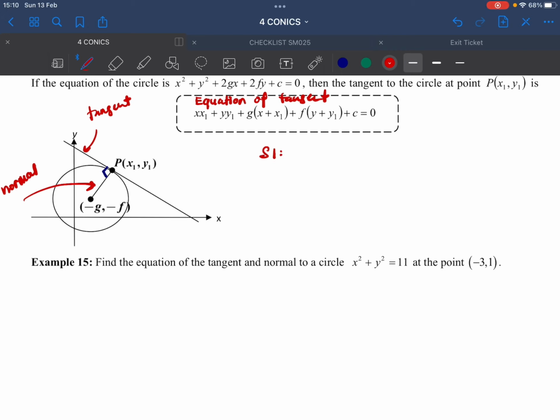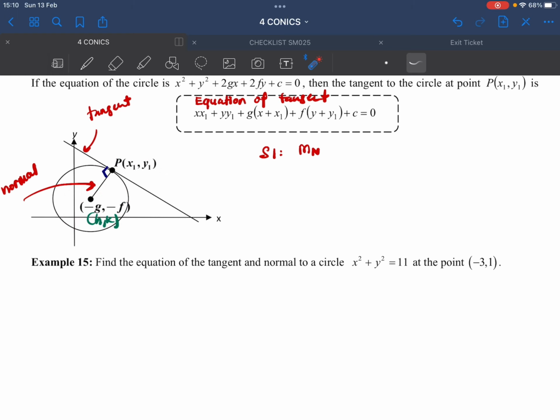The first step is we are going to find the gradient of normal. Why do we have to find the gradient of normal? Because to find the gradient of normal, you need 2 points here. Here is 1 point, here is 1 point. This is obviously the center, or sometimes we can write as HK. Doesn't matter, it's the same thing. We have 2 points here for the equation of normal. So we have to find the gradient of normal first.